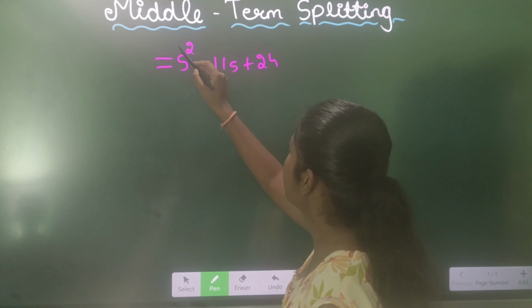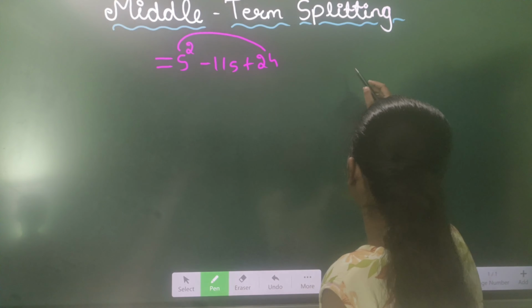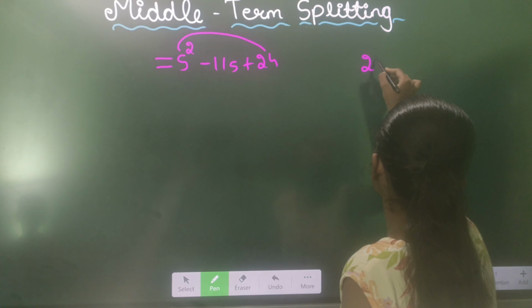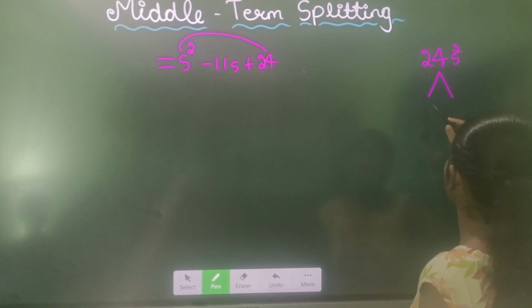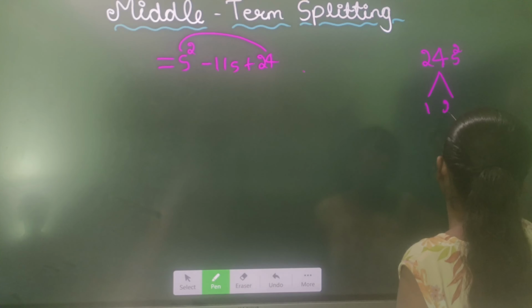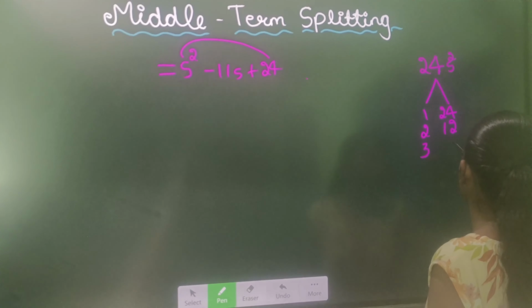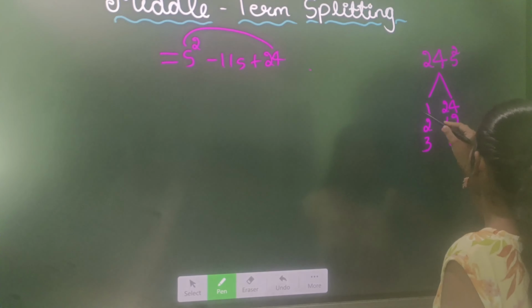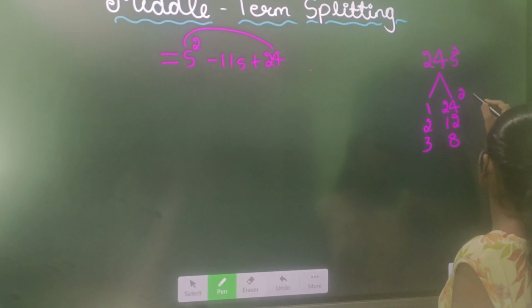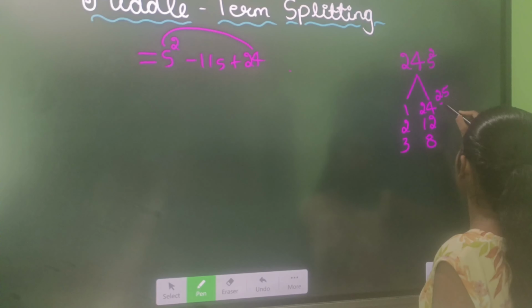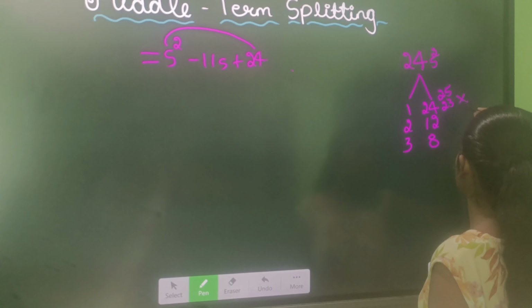First we should multiply the first and last terms. It will become 24 a square. Write these factors: 1 24s are, 2 12s are, 3 8s are. First we should check this. If we add this, it will become 25. And if we subtract, it will become 23. So it can't be taken.